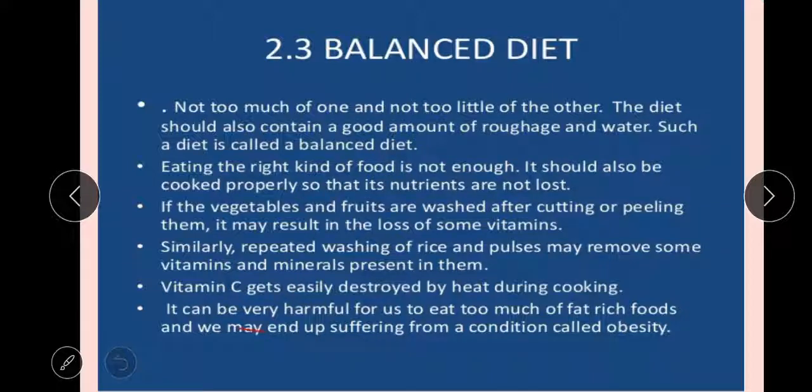Balanced diet, not too much of one and not too little of the other. Means a balanced diet is a diet that should also contain a good amount of roughage and water along with all the protein, vitamins, fats and other components. Such a diet is known as a balanced diet.